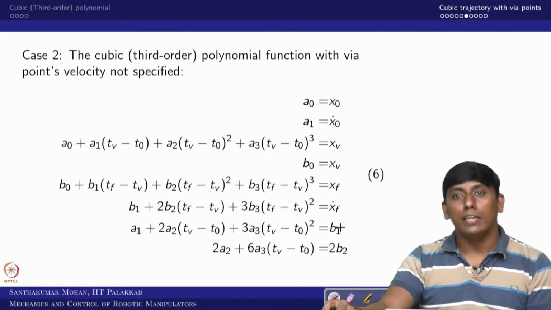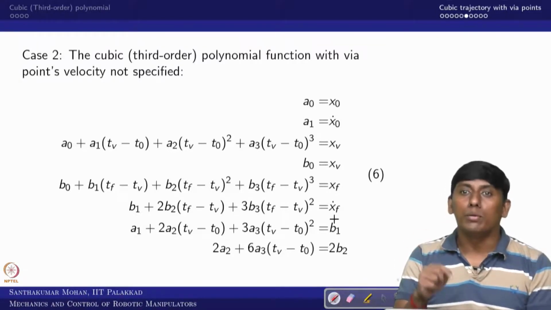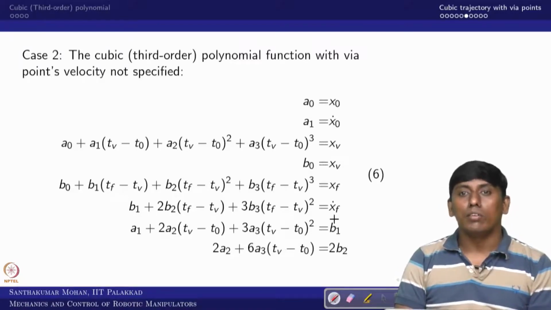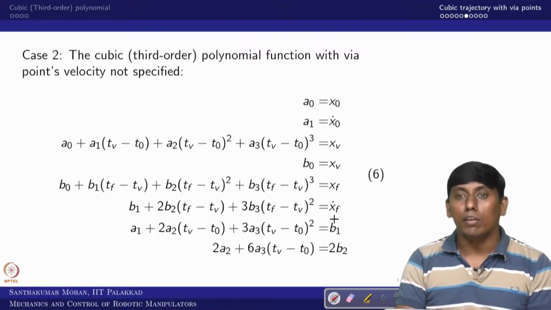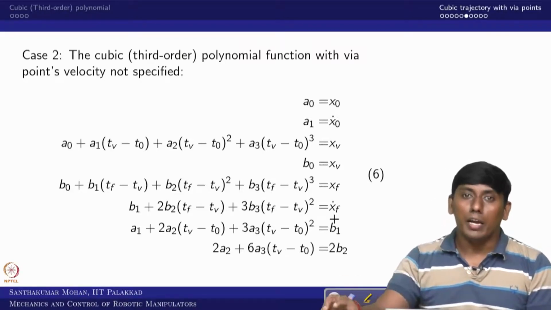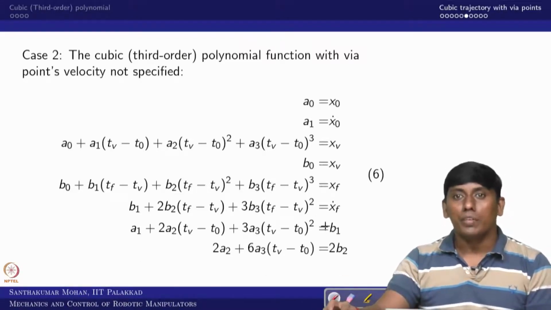For that, what we take is that the first segment's final velocity would be equivalent to the second segment's initial velocity. In that case, if we assume that the second segment's initial velocity starts from 0, and the first one ends at TV, then you will end up with an equation like this. Okay. So now this equation is added.